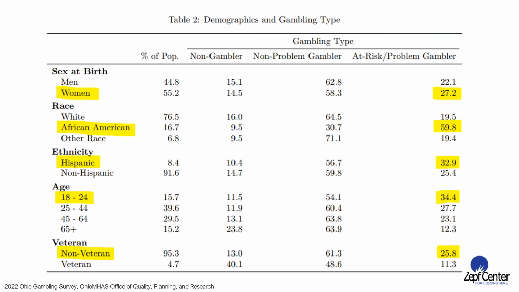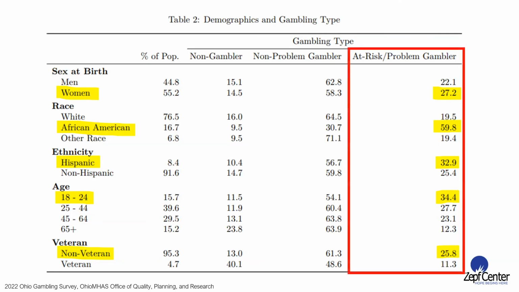When we're looking at the survey demographic-wise, we can see that in our at-risk or problem gambler category for Lucas County, women were more likely to be at-risk or problem gamblers. African American race were more likely to be at risk. Hispanic and non-veteran were more likely to be at risk.